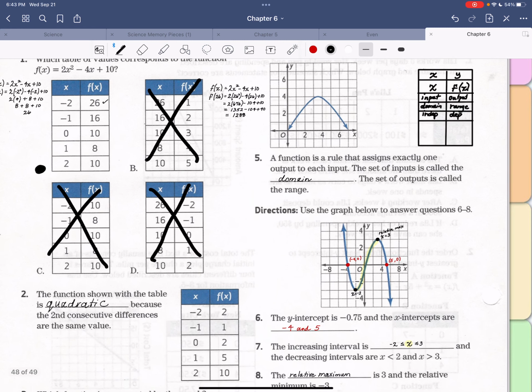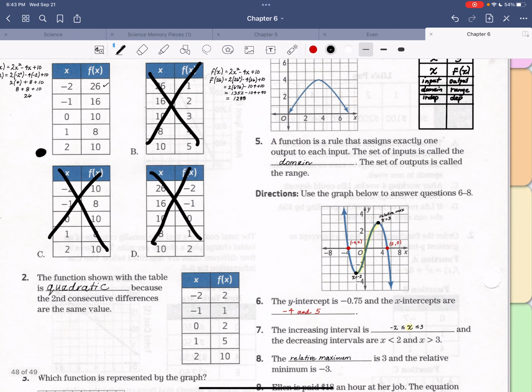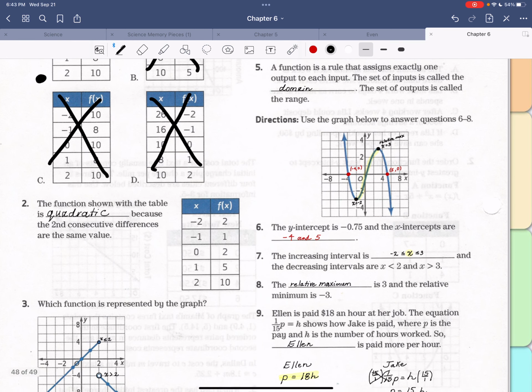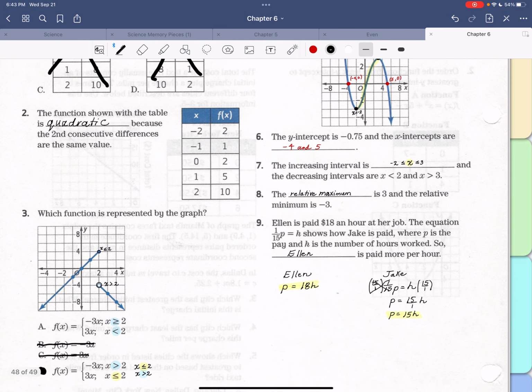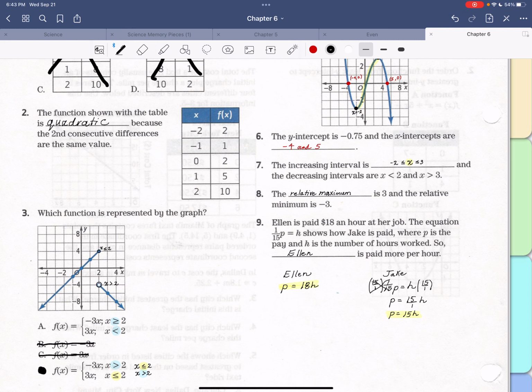Number 5 is domain. Number 6 is -4 and 5. Number 7, x is between -2 and +3. 8 is relative maximum, and 9 is Ellen. And I'm going to stop this video, and we will finish this on the next video clip.